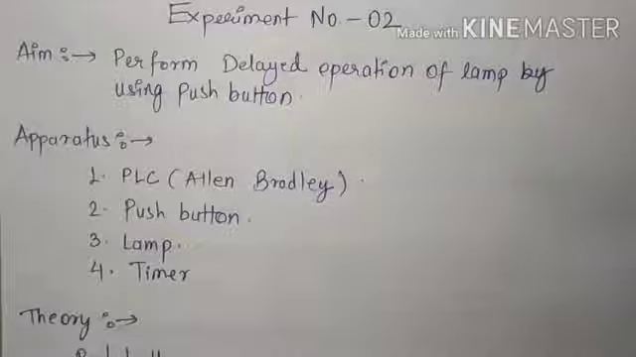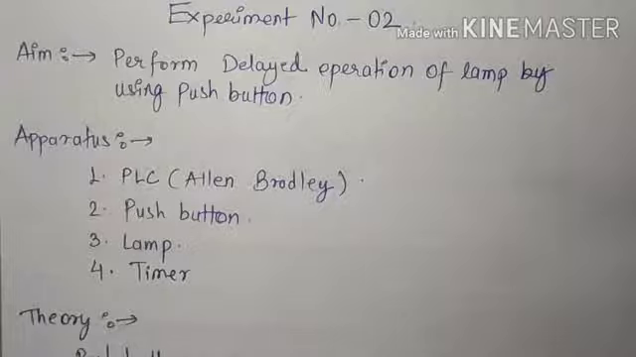So in this video we will be looking at experiment number 2 of the PLC and SCADA subject. The aim of experiment number 2 is to perform delay operations of a lamp by using push buttons. Means in this experiment we will be doing a delay operation of a lamp. We have to delay the operation of the lamp.